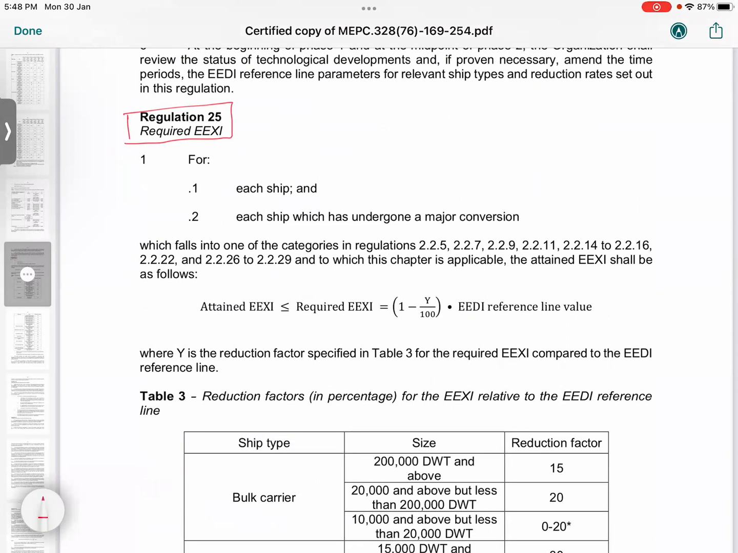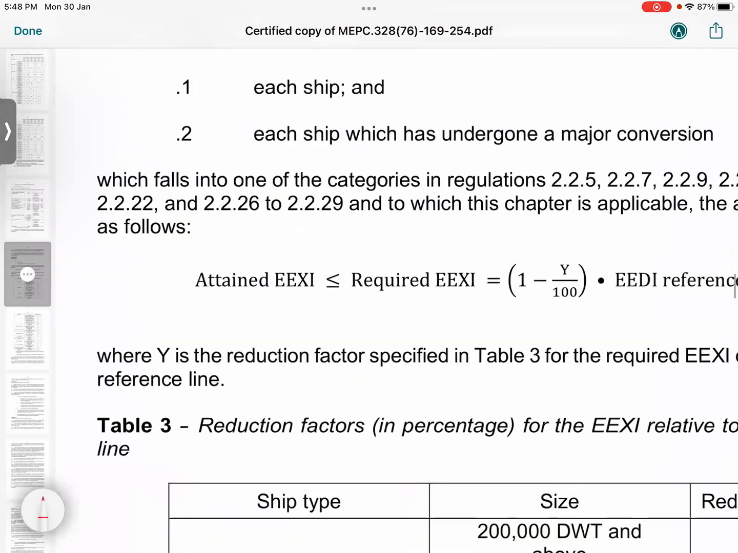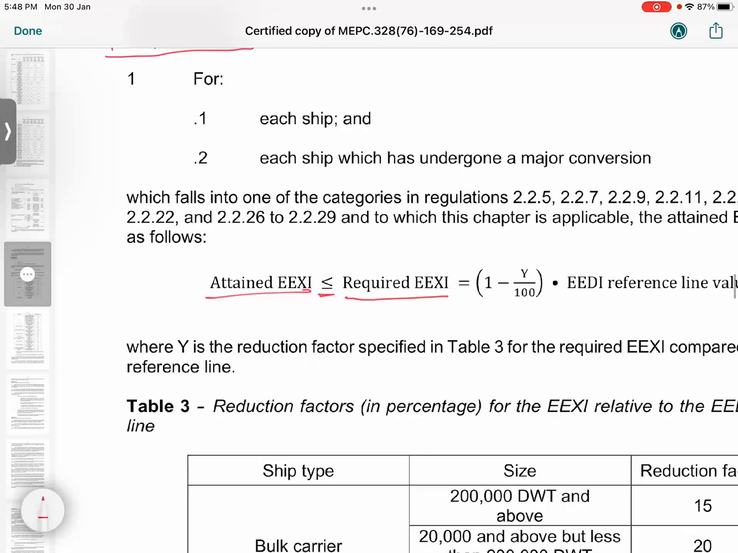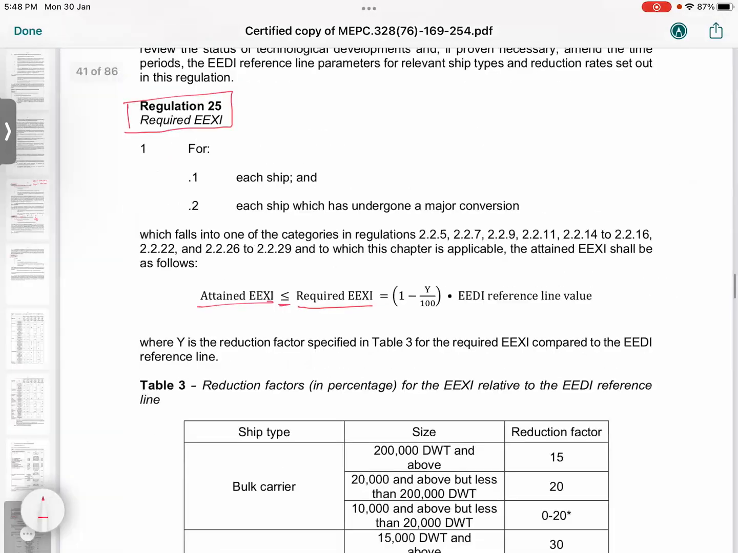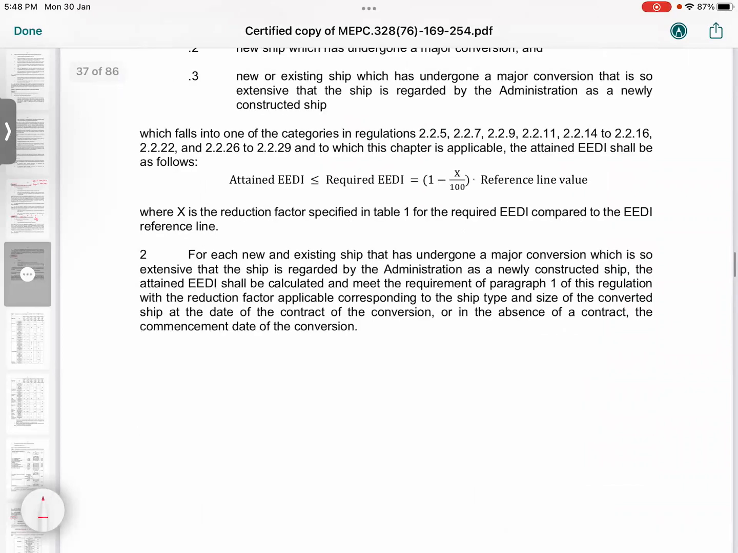पहले EEDI था, फिर बाद में EEXI आ गया. Okay, you can see here also attained EEXI क्या होना चाहिए? Should be always less than the required or equal to. Correct? Okay.